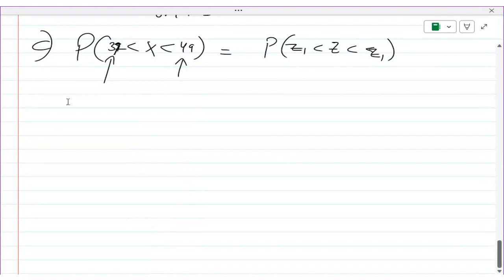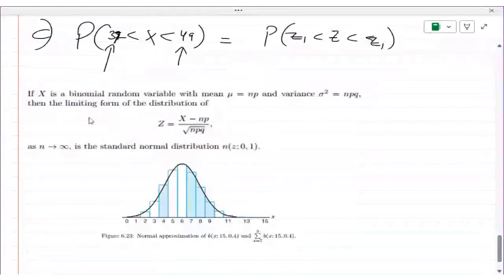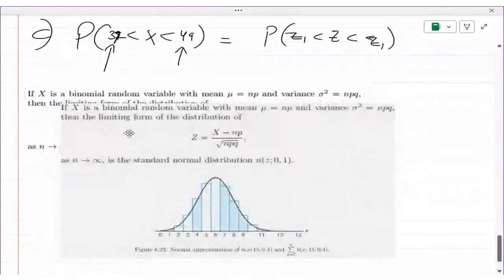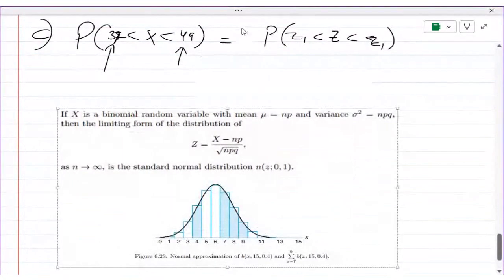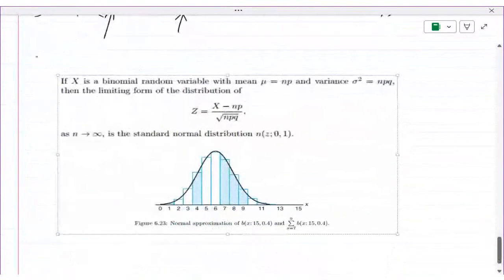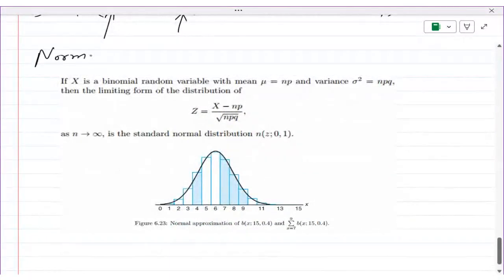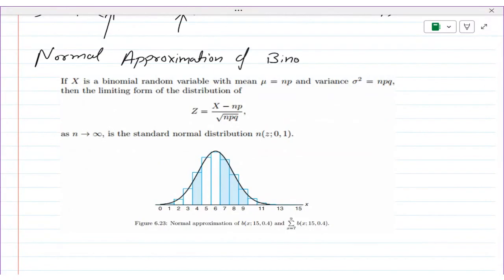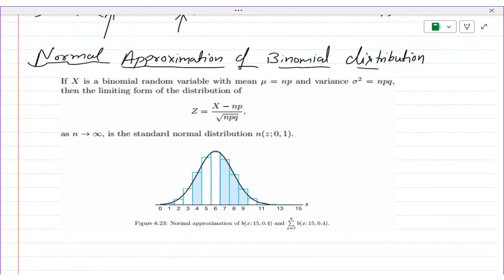The next thing I'm going to discuss is this thing. So, normal approximation of binomial distribution. So this is our topic now, normal approximation of binomial distribution.